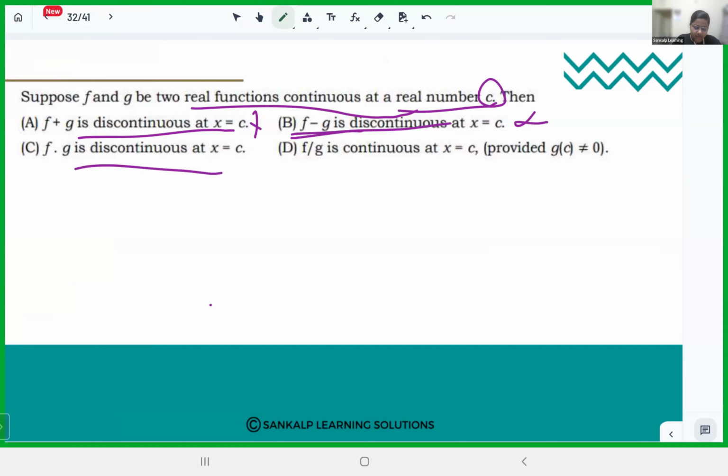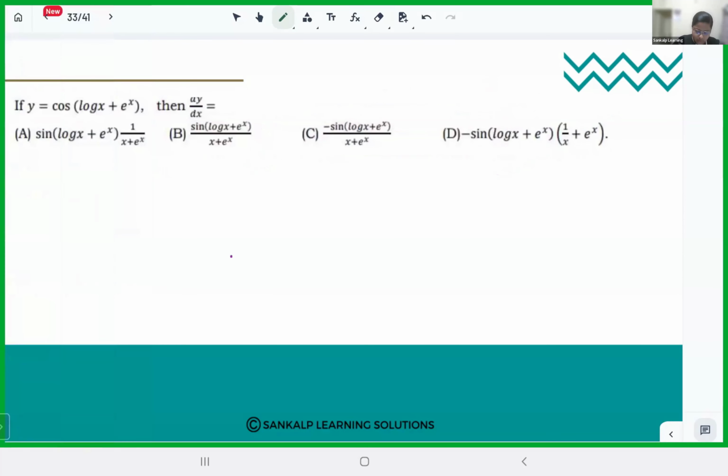Here also they have given that f into g is discontinuous at x equal to c. So this is also wrong. So f by g is continuous at x equal to c, provided g of c should not be equal to 0. Okay, g of c should not be equal to 0.